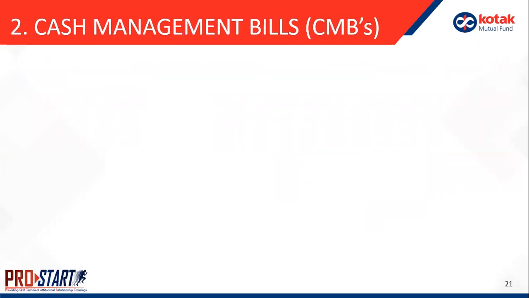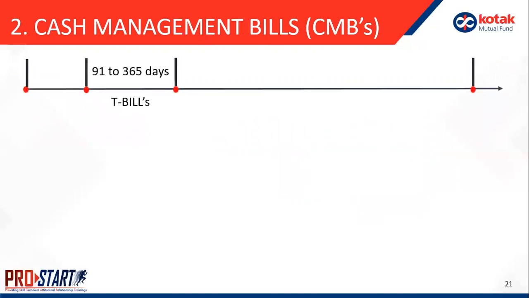Let us look at the second type of G-Sec, which is CMBs or cash management bills. If you draw a timeline like this, you will notice that for the time period of 91 days to 1 year, we have T-bills. 1 to 30 years, we have dated securities. But for the time up to 91 days, there is no instrument which is available in this time period. This gap or mismatch existed for several years.